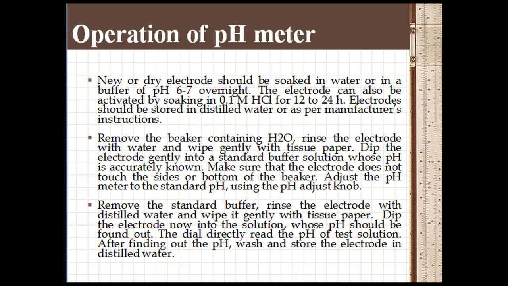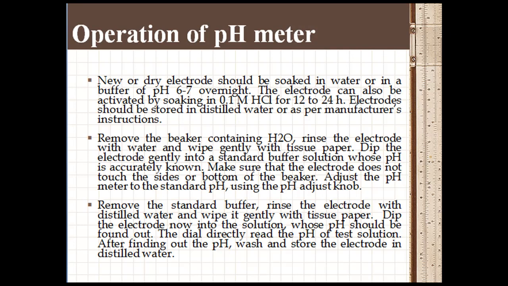A new or dry electrode should be soaked in water or in buffer of pH 6 to 7 overnight. The electrode can also be activated by soaking in 0.1 molar HCl for 12 to 24 hours. Electrodes should be stored in distilled water or as per manufacturer's instruction.